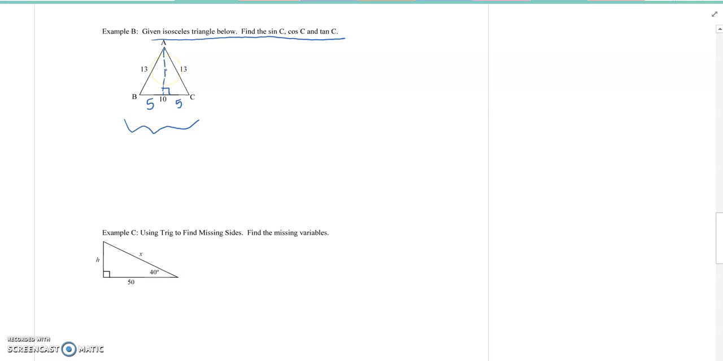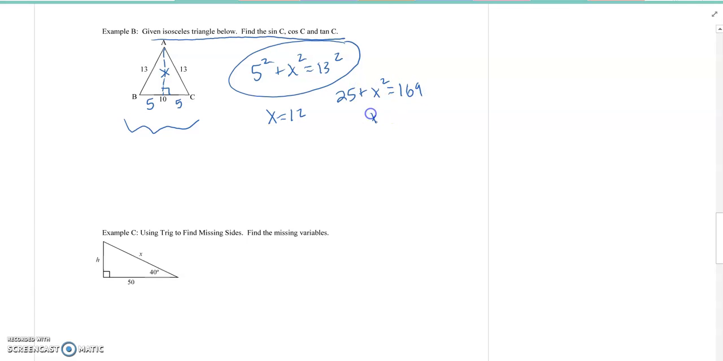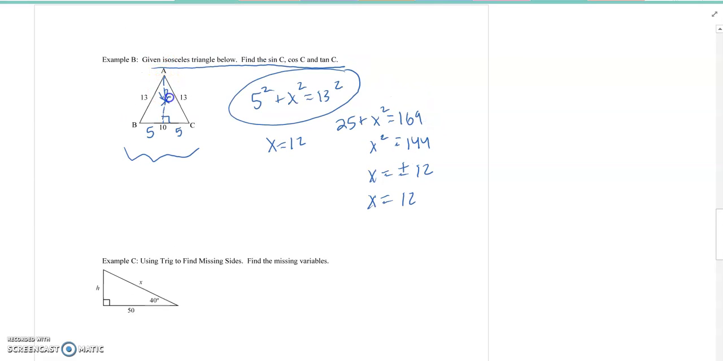Now we can find the height, we'll call that x, using our Pythagorean theorem. 5 squared plus x squared equals 13 squared. Now here's the thing. This is a Pythagorean triple. So if you know your triples, you can immediately say that x is 12. If you don't know your triples, then you have to actually do the math. 25 plus x squared equals 169, x squared equals 144, x equals plus or minus 12, since it's positive, x equals 12. So now we have our right triangle.